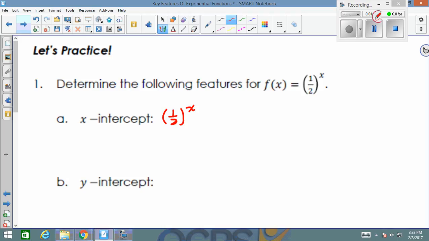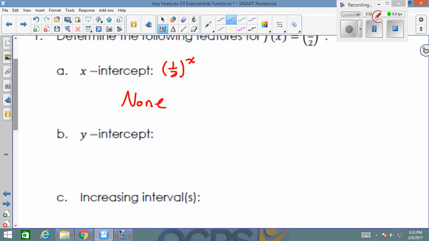Does it have an x-intercept? The answer would be, in this case, it does not have one because there is no k value. For it to have an x-intercept, there has to be some type of k value of some kind for it to work. For the y-intercept, easy. If I put in 0 for x, remember, anything to the 0 power is 1, so my y-intercept is 0, 1.